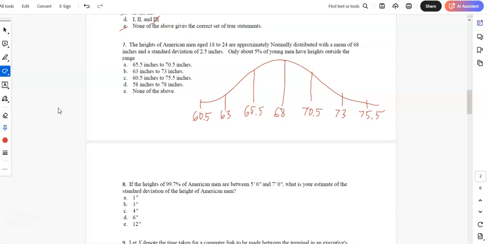Okay. About 5% of young men have heights outside of this range. So the key thing, I think, is it says outside the range. So 95% would be inside the range, right? Well, 95% is 2 standard deviations from the mean, right? 95% of the data is in between that. So I think it'd be between 63 and 73. 63 and 73, there it is.